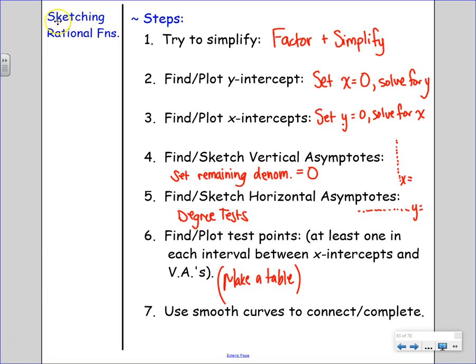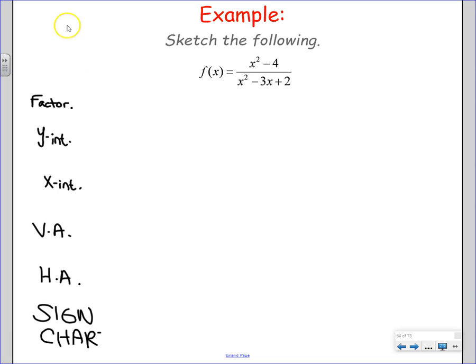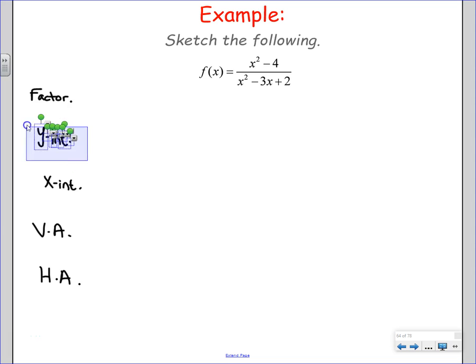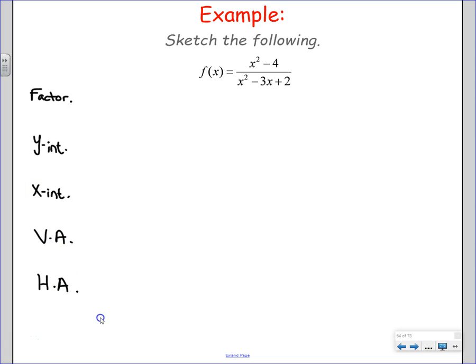Here we go. Sketch. So let's go ahead and do one. I have pretty much the steps really short and sweet, but written out here on the side. We're going to factor and simplify first. We're going to find our y-intercept, our x-intercept, see if there are any vertical asymptotes, see if there are any horizontal asymptotes. And then if we need to find some more points in the table, we will.